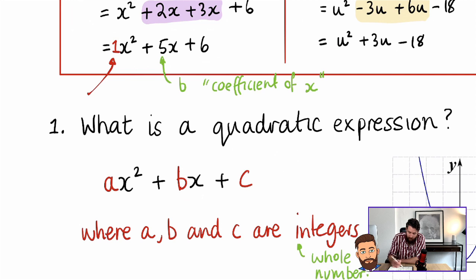If we are mapping this to our A, B, and C, here we could say that the A is 1, which means the coefficient of x squared is 1. That's what that means. Okay.